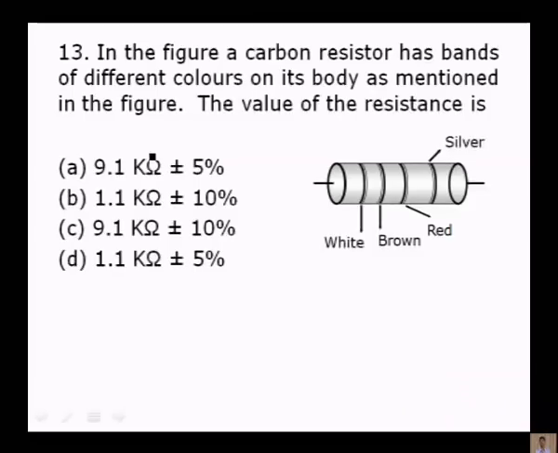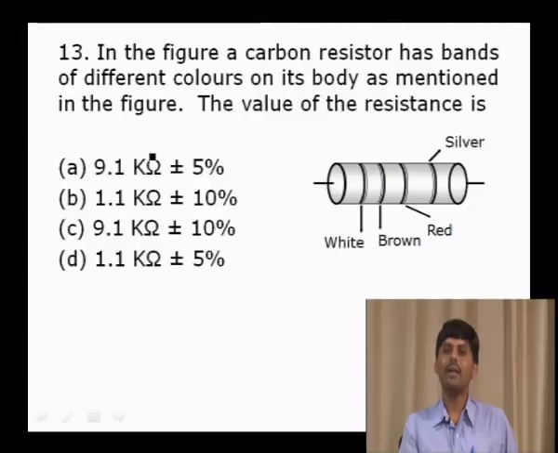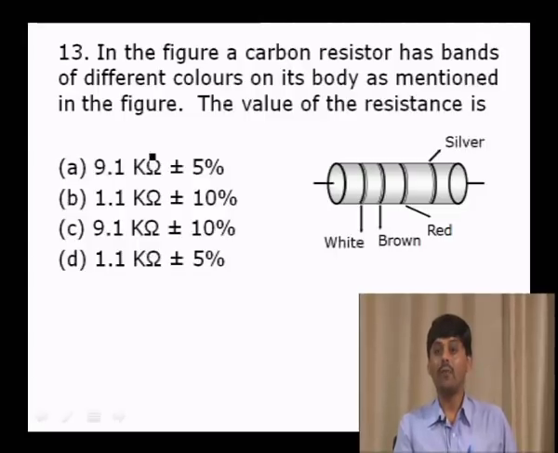Question number 13. In the figure, a carbon resistor has bands of different colors on its body as mentioned in the figure. The value of the resistance is: option A 9.1 kilo ohm plus or minus 5%.